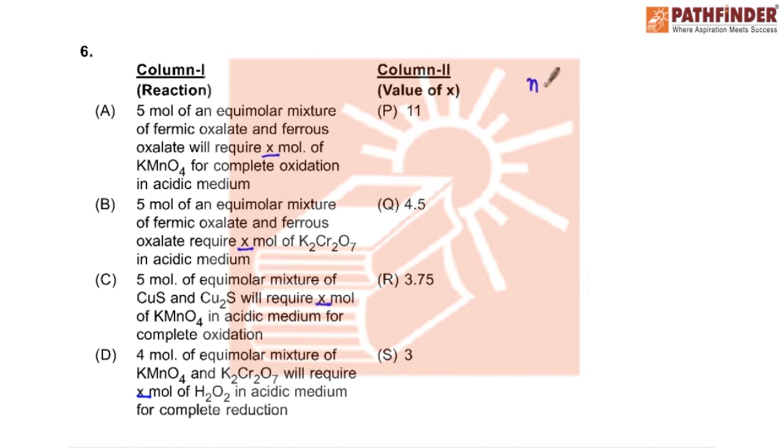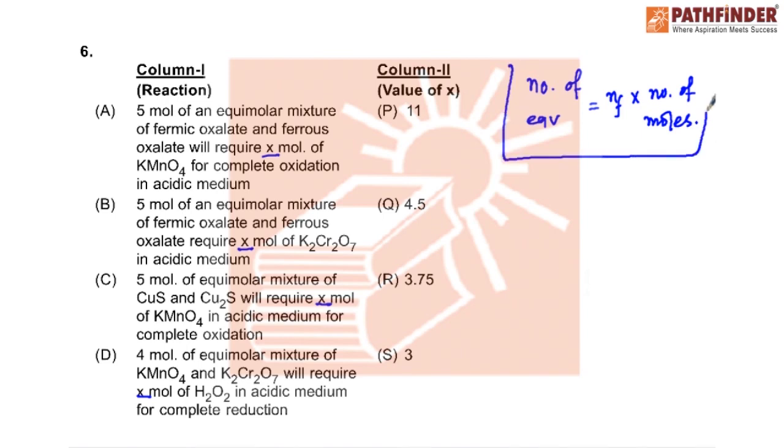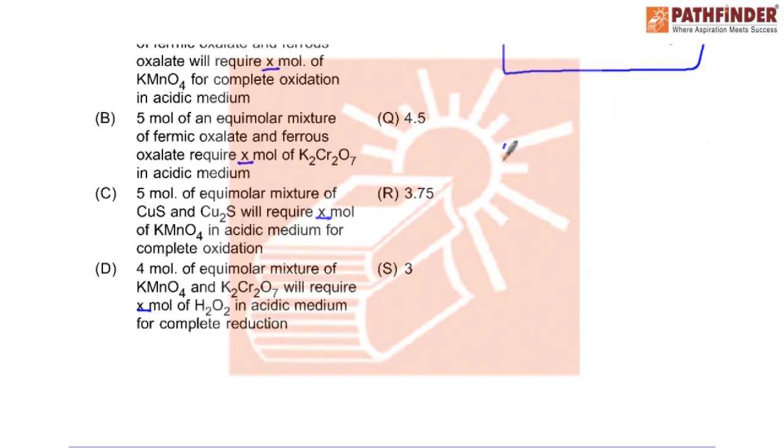Now as we all know, the number of equivalents is equal to N factor times number of moles. This is known, since normality is equal to N factor times molarity. So first of all, we need to find out the N factor for ferric oxalate, ferrous oxalate and KMnO4. So it is very easy. See, ferrous oxalate, FeC2O4, will produce Fe3 plus and CO2, and we have just seen that the N factor for this change is 3.